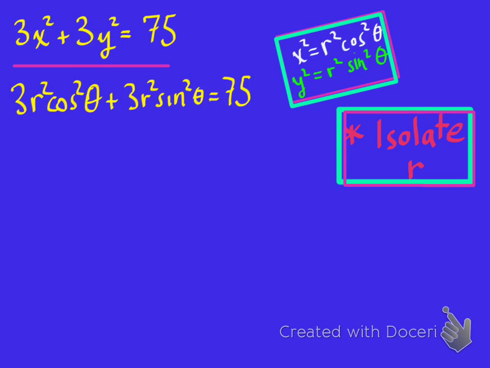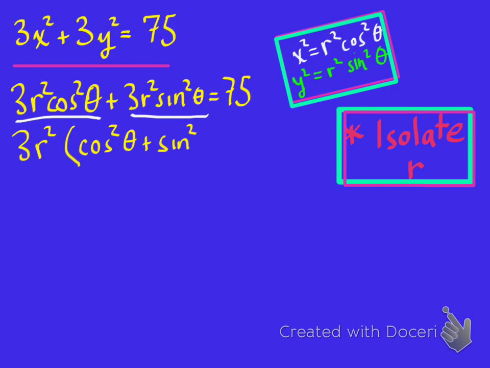So we can see that by looking at that equation right there, we've got some common factors that we can factor out. The 3 and the r squared can be factored out. So let's go ahead and do that. 3r squared times cosine squared plus sine squared equals 75. Well, now, you who have studied trigonometric identities hopefully recognize that thing in the parentheses there. That does, in fact, equal 1.